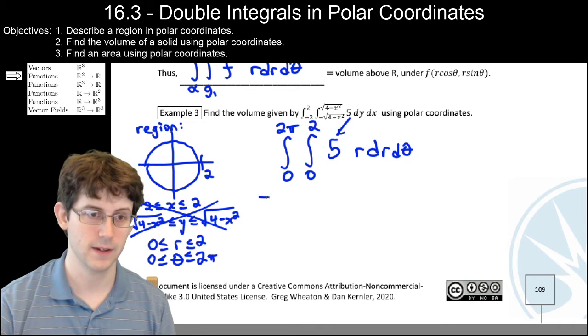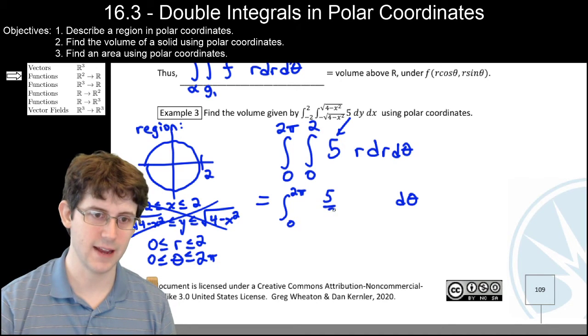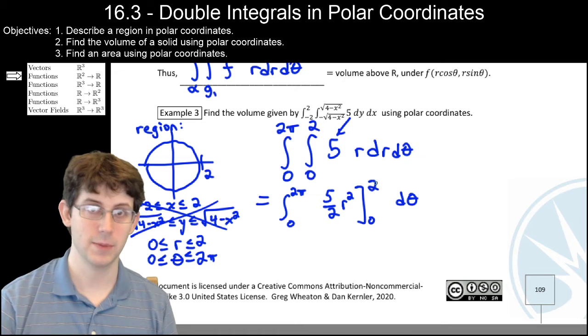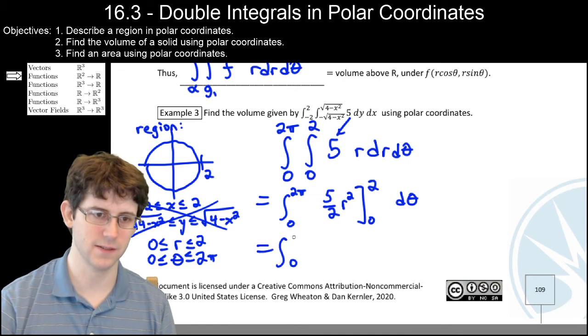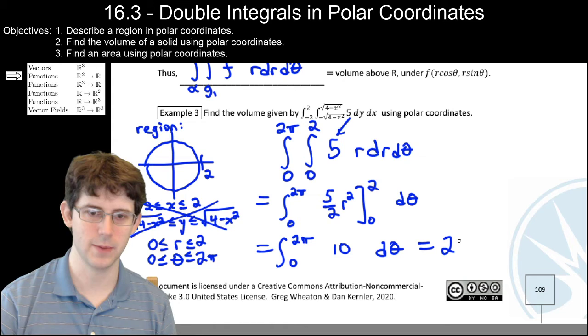But let's do it. The outer integral is going to sit here and wait for us to finish the inner integral. The integral of 5r dr is 5/2 r squared from 0 to 2. When I plug 2 in for r, I'll get 10 here. So I'm going to have the integral from 0 to 2 pi of 10 d theta. And that's 10 times 2 pi, which is 20 pi.